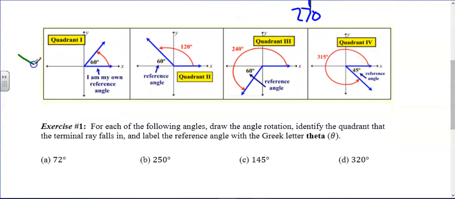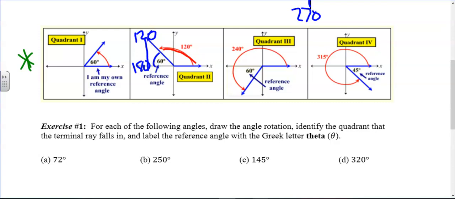If you take a look at our little box here, it has little pictures of each quadrant and the reference angle. If you're in the first quadrant, your angle is less than 90, so it's already a reference angle. If you're in quadrant 2, that would be 120 degrees. My reference angle is almost to 180, but not quite. Since I went 120 degrees, how many degrees are between 180 and 120? 60. So that's my reference angle.